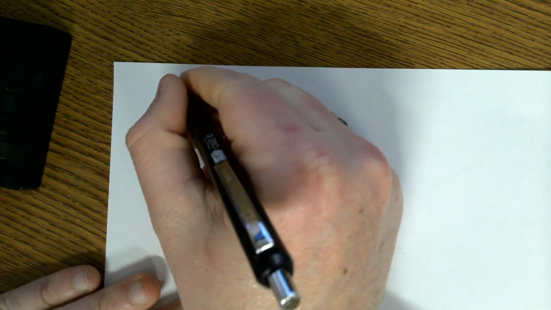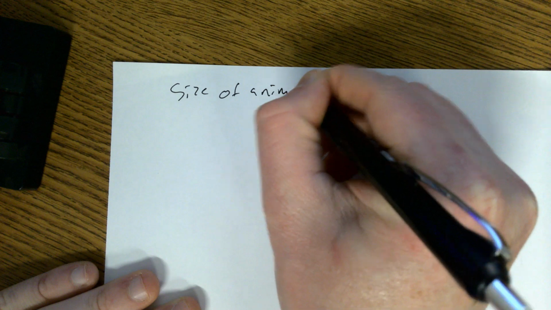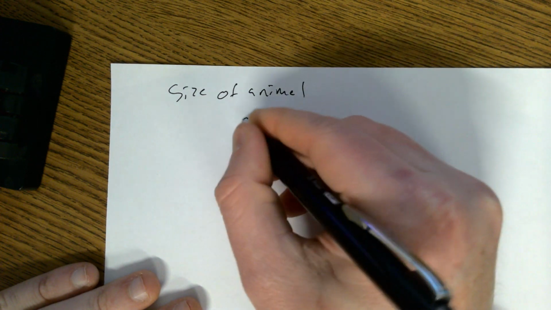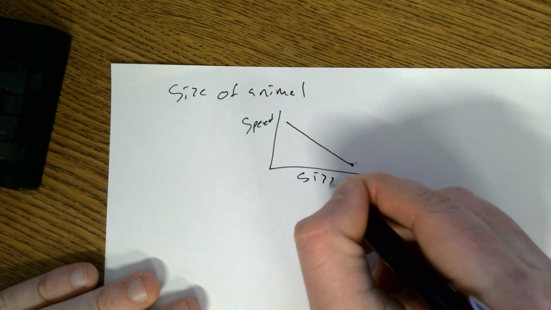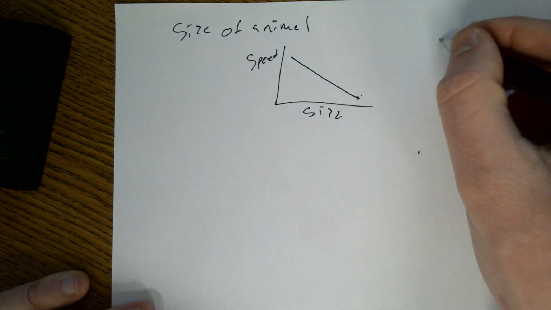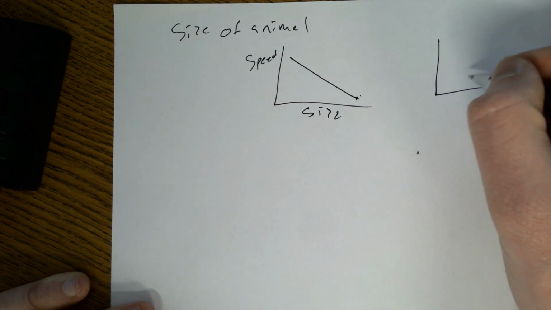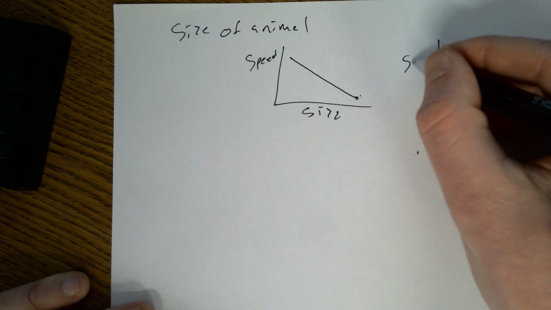Other things that affect it are the size of an animal. For size of an animal, speed will decrease as the animal gets larger. And the last one is the axon diameter. For axon diameter, it's the opposite. As the diameter gets larger, the speed goes up.